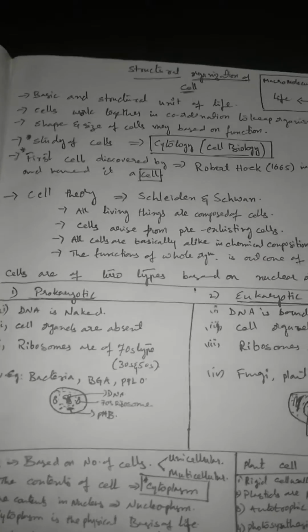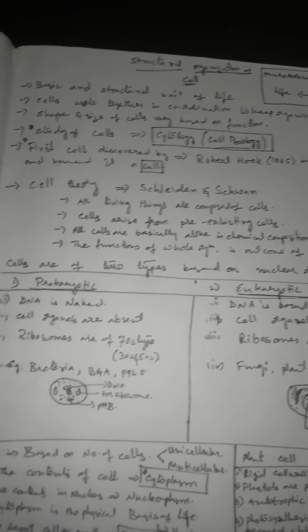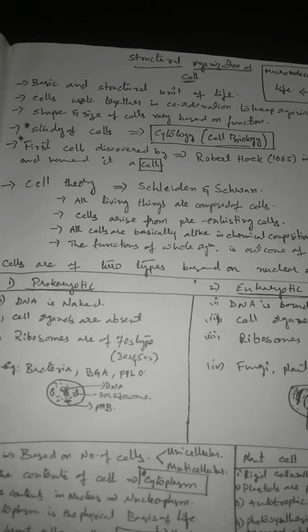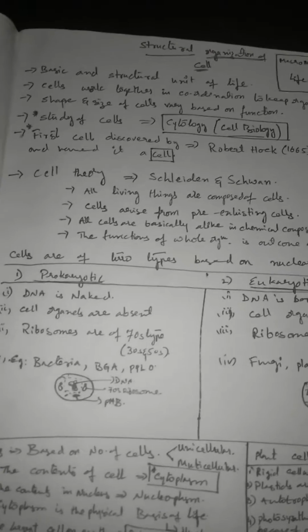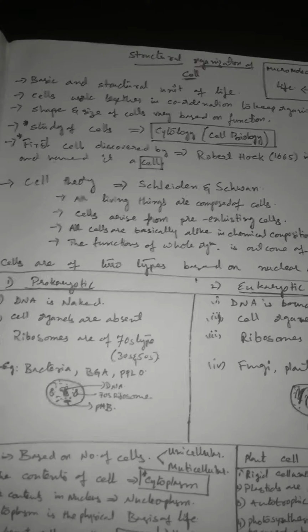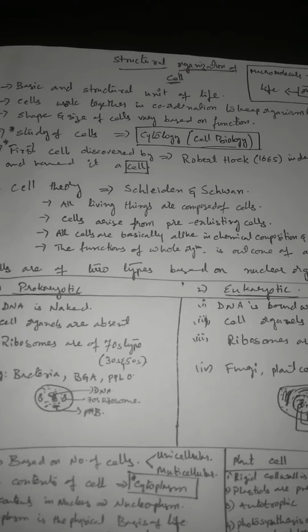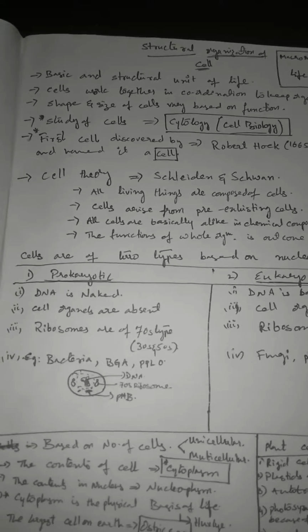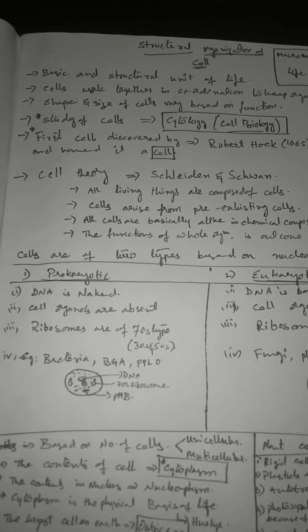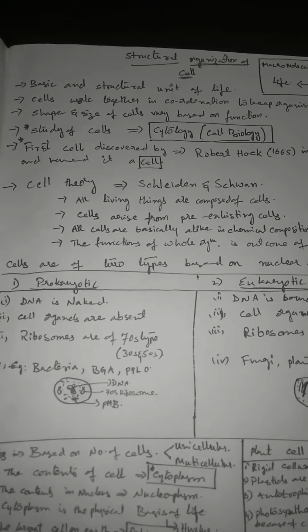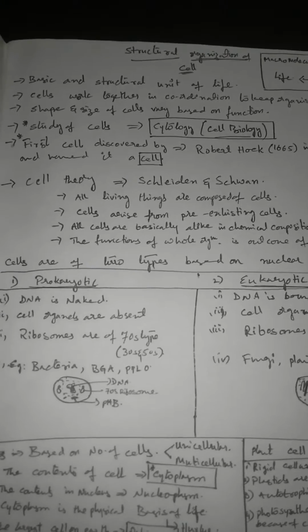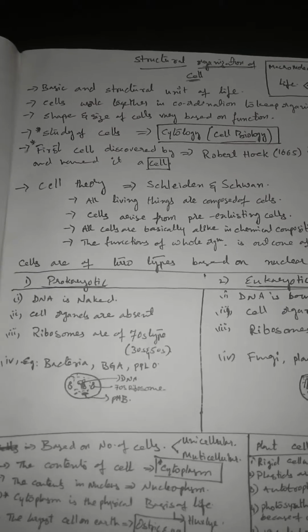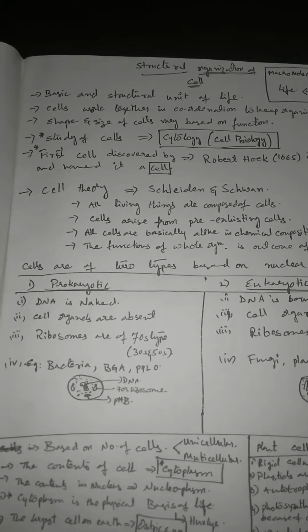And the main important thing here, the study of cells is known as cytology or cell biology. For the first time, a cell was discovered by Robert Hooke in 1665 in the bark of a tree. That was a non-living cell. Then, after the invention of the microscope by Anthony van Leeuwenhoek, a drastic change in the study of cells started.